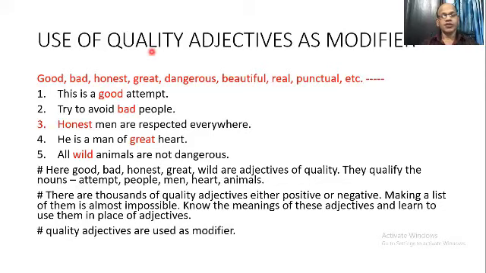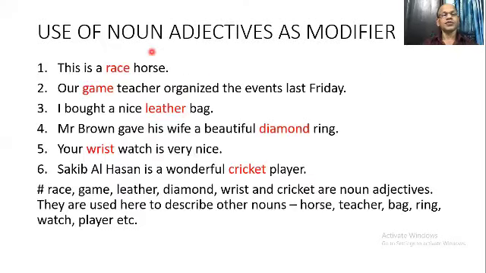There are thousands of quality adjectives, either positive or negative. Making a list of them is almost impossible. So know the meanings of these adjectives and learn to use them in place of adjectives. Quality adjectives are used as modifier. So we can use adjectives, all kinds of adjectives as modifier. Here I mentioned the quality adjective. Now let us proceed to another slide. Use of noun adjectives as modifier.